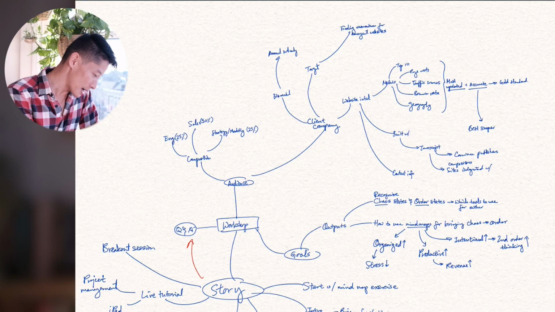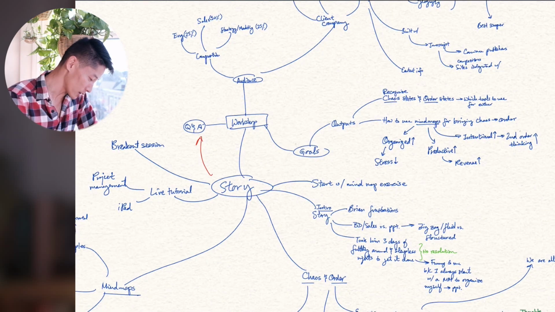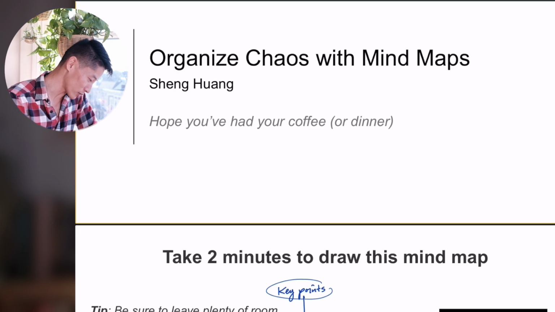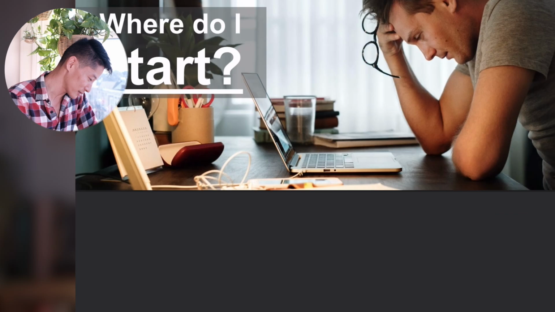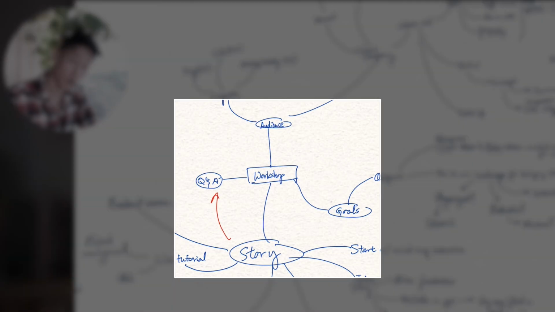So this is the mind map that I created for my corporate clients around mind mapping, right? Organizing chaos. So this is the actual presentation, or the first draft of it. It's changed since, and it's pretty robust. It's got a lot of slides. And here you can see that the central node is workshop. And then here I have my audience and then my goals.